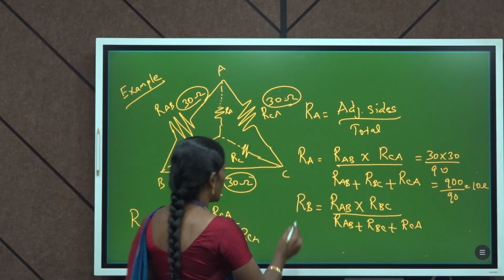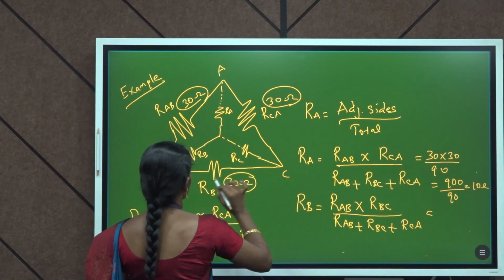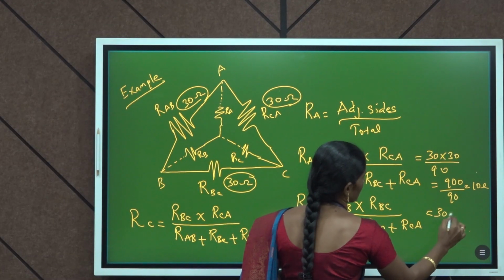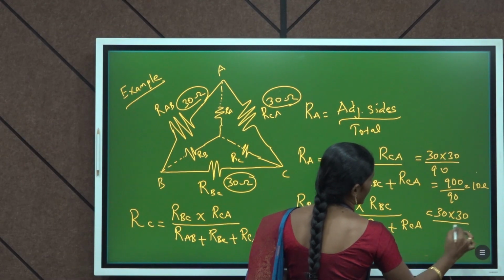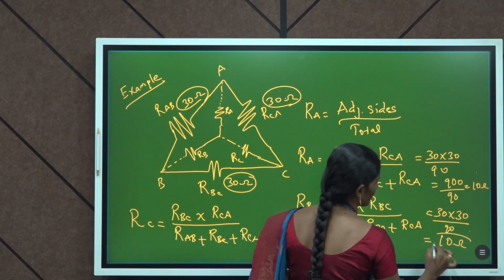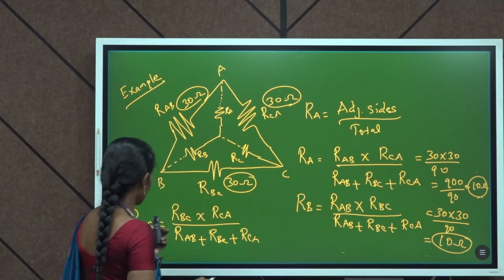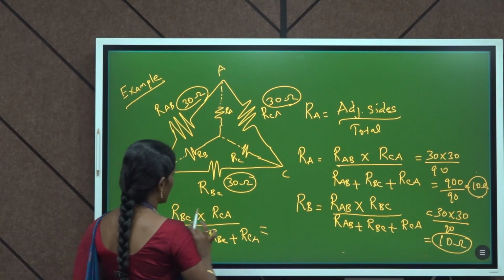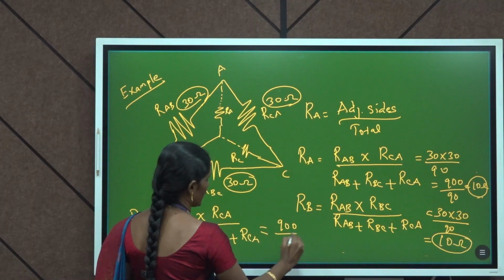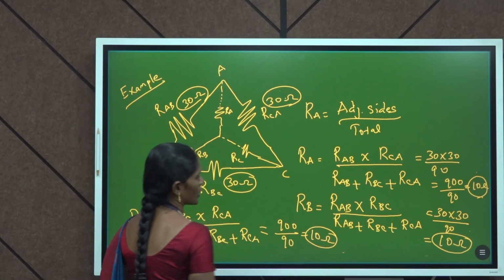In the same way, RB, the adjacent sides are RAB as well as RBC. For RB, this 30 and 30 will come under the numerator. So, the same 900 by 90 will give the 10 ohm result as RB also. Next, we can find RC. In this RC also, the adjacent sides are the same amount. So, the same 900 divided by 90 will give 10 ohm.